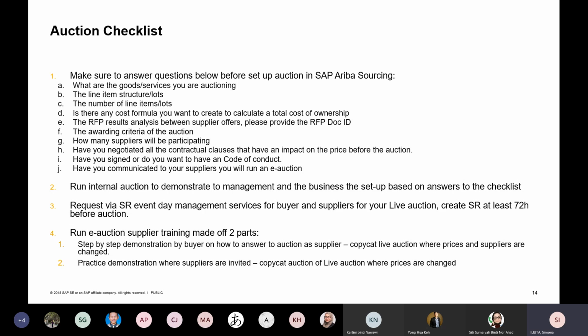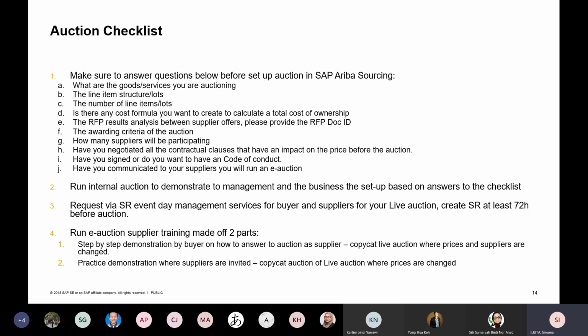3, request event day management services via service request, for the buyers. This is called a direct line, and for suppliers we have a supplier coordination team. For your live auction, please create the service request at least 72 hours before the auction. And when I say please create, this needs to be the project owner, so the person who creates the auction in Ariba.